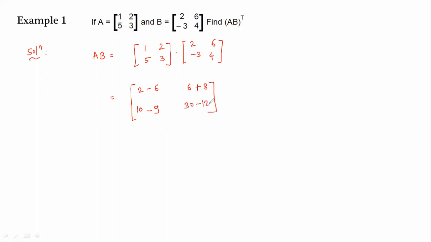I hope now product or multiplication of matrices is clear to you. That's why I'm not explaining again here. If you have any doubt in the multiplication, I have told you all the steps in my previous video. You can go and check it out. So this is AB. So what will be AB transpose? First row you have to write as first column. Second row you have to write as second column. So this is how you have to solve the given example.